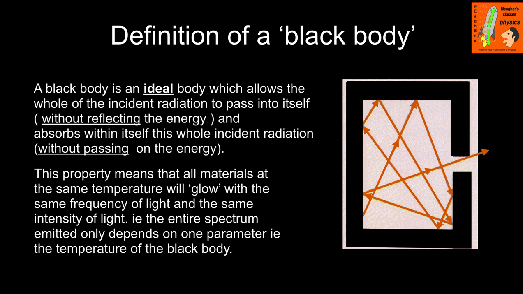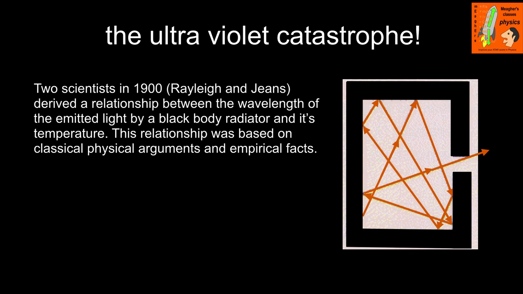So why is this a big issue, the blackbody radiators? It's because there's something called the ultraviolet catastrophe. Around 1900, a couple of scientists, Rayleigh and Jeans, were trying to look at blackbody radiators and trying to work out what was going on in them. They were looking at it as a classical system, using classical physical arguments and some facts that they observed.